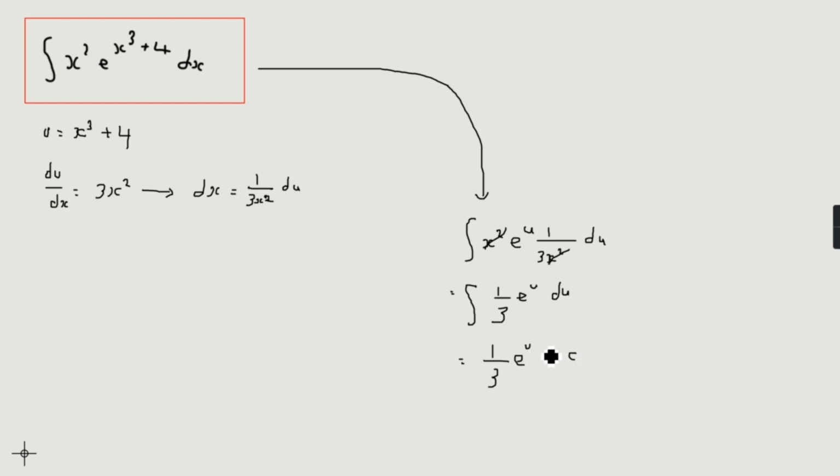Well, not our final answer, because we need to replace the u by our original term consisting of x. So we've got a third e to the x cubed plus 4, plus c. And that's the final answer for that question.